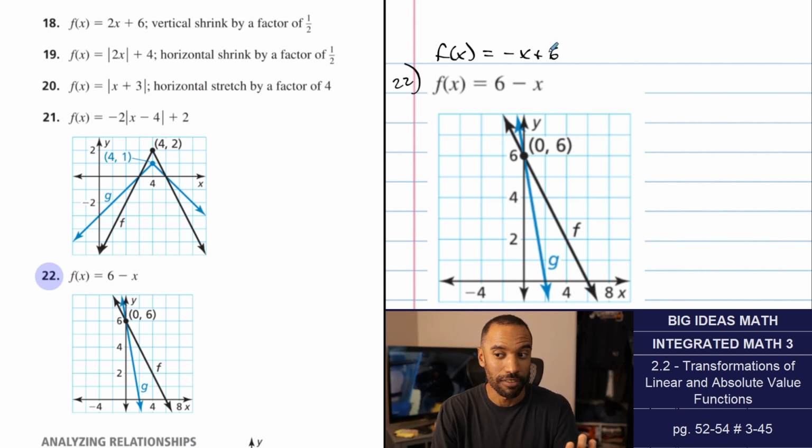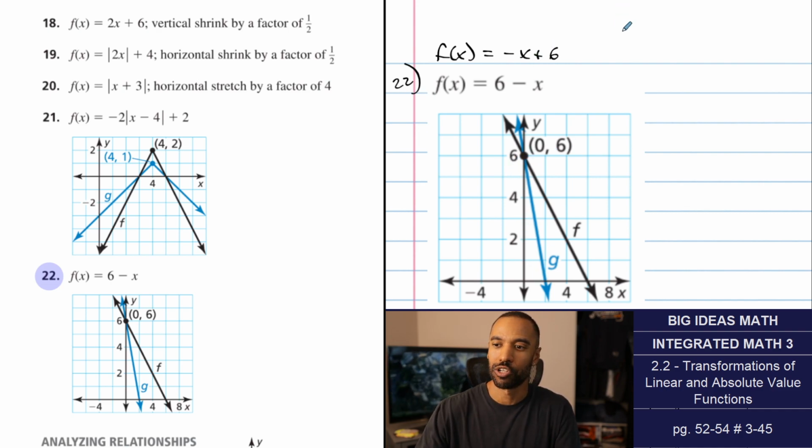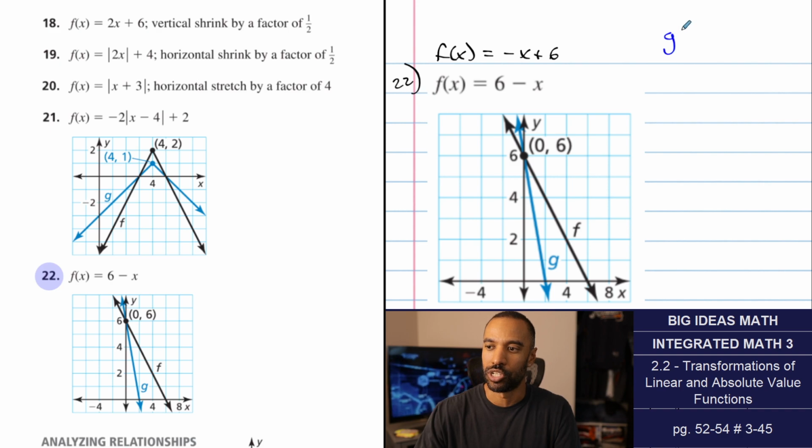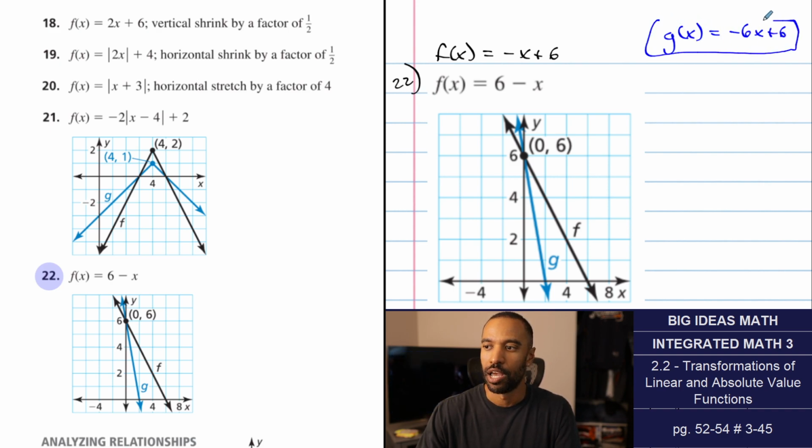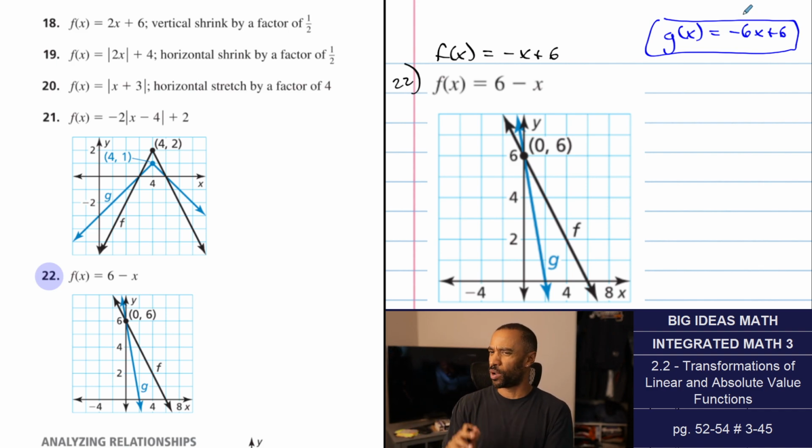I could have different ways to write this, meaning if I know my slope intercept form, this is down 6. Here's one answer I could write, right? G of x equals negative 6x plus 6, and boom, there's my answer. But that doesn't really explain what I really want to say about it, right? So what do I really want to say about it?